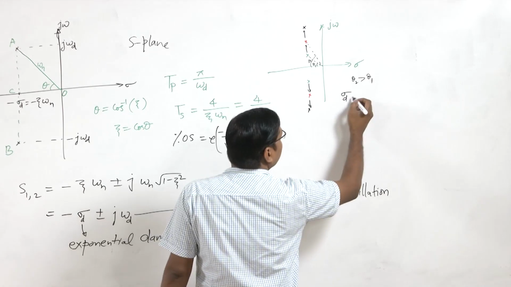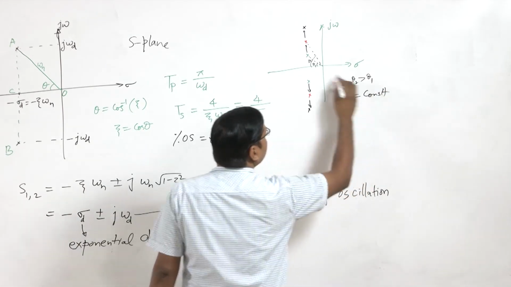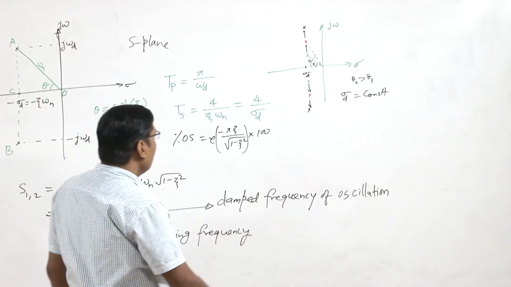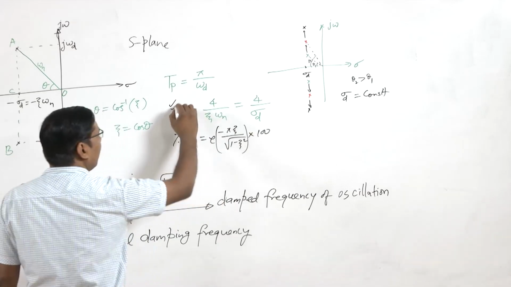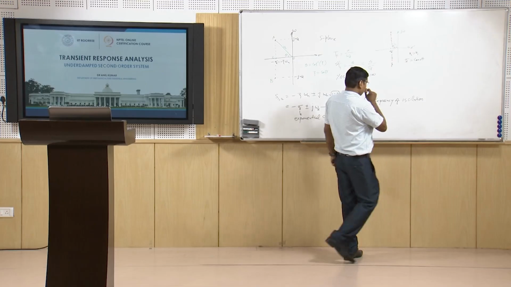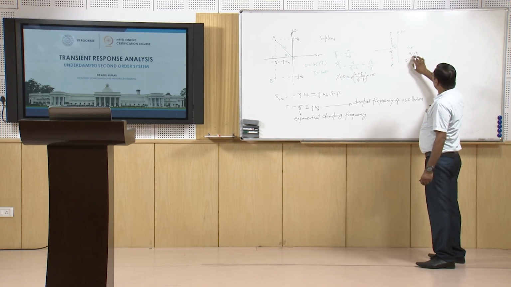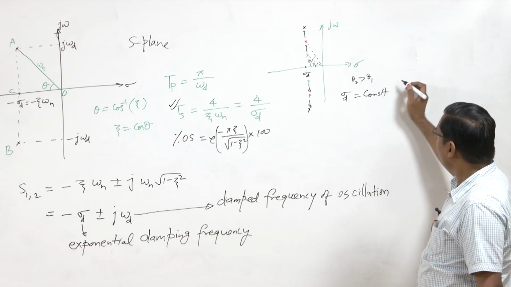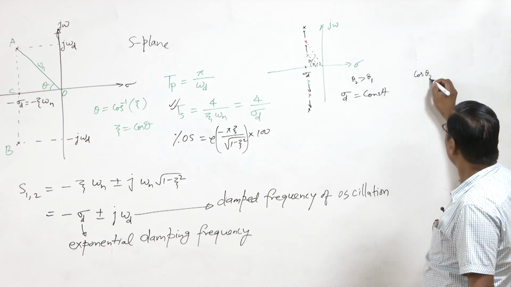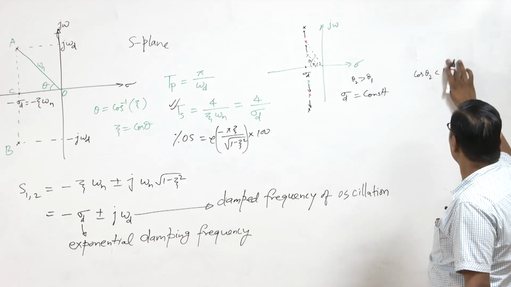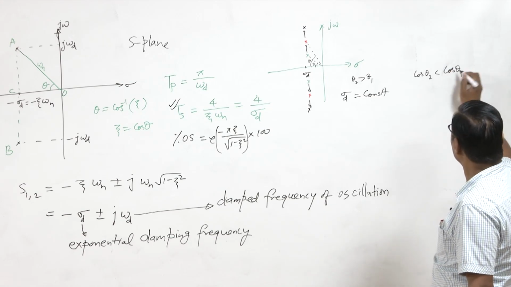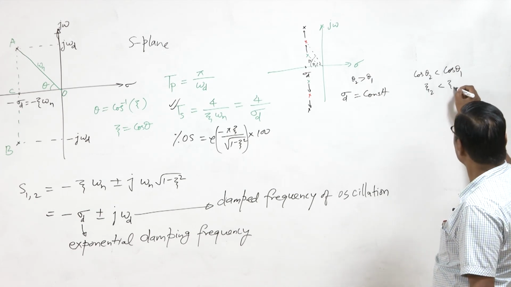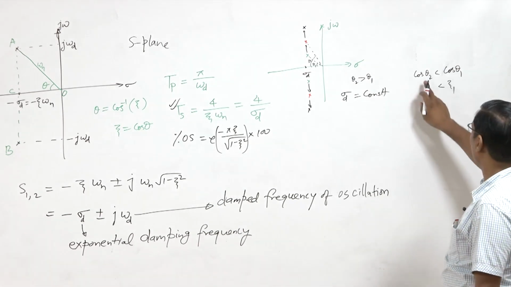and sigma d is constant, because this real part, that is sigma d, is constant, it is not changing. So sigma d is constant means settling time is constant, and theta 2 is greater than theta 1 means we have cos theta 2 is less than cos theta 1, and so damping 2 is less than damping 1, because here damping is equal to cos theta.